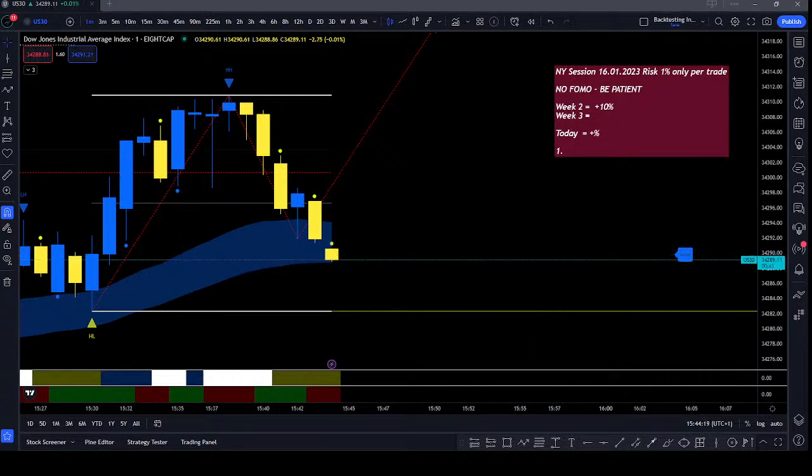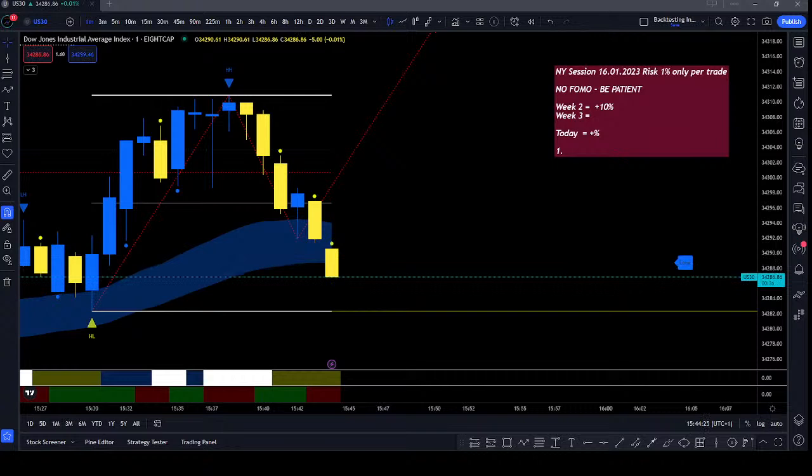There is some issue on my TradingView live stream. I cannot check it. The screen is just blank, so I'm working on that.